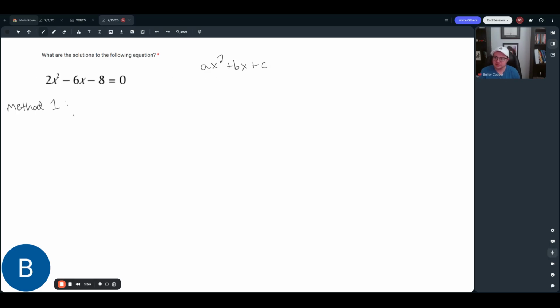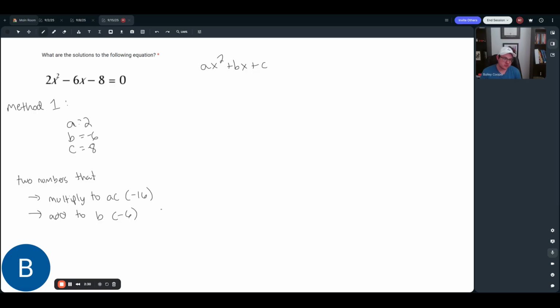So for us, our a term is 2, our b term is -6, our c term is -8, and we're going to find two numbers that fulfill both of these conditions. They multiply to a times c. So for us, a is 2, c is -8, so this is -16, 2 times -8. And they add to b, and our b term is -6.